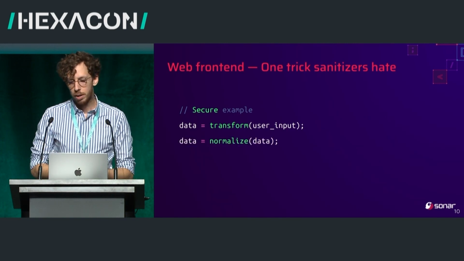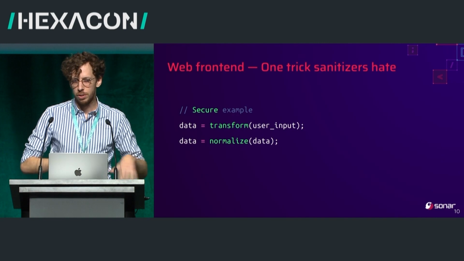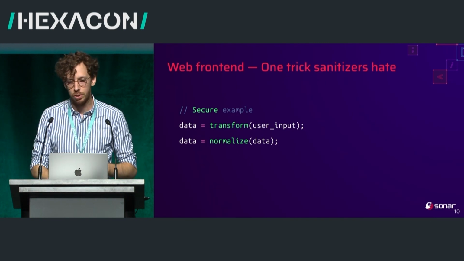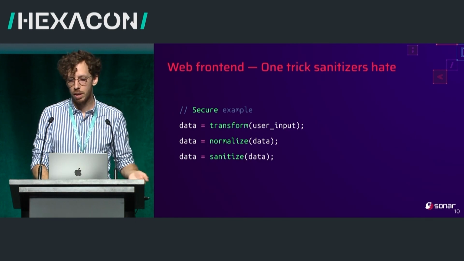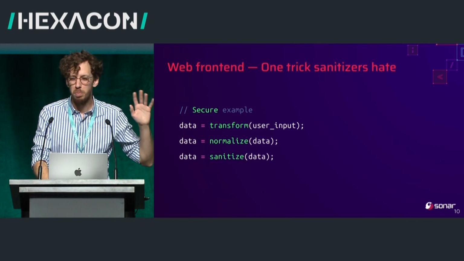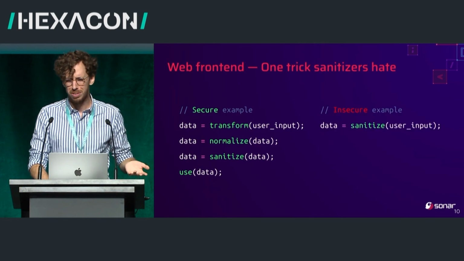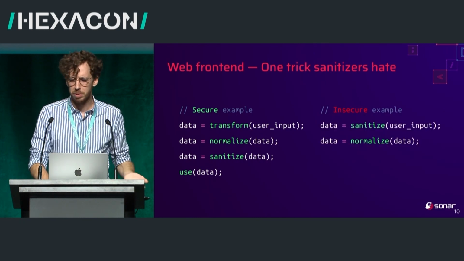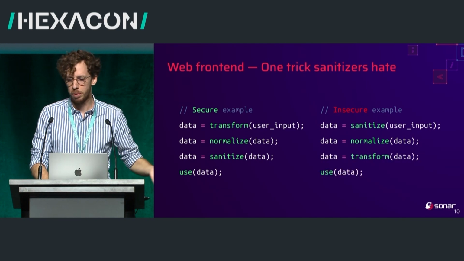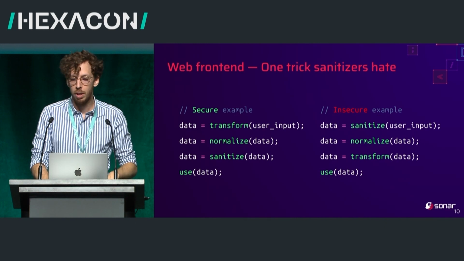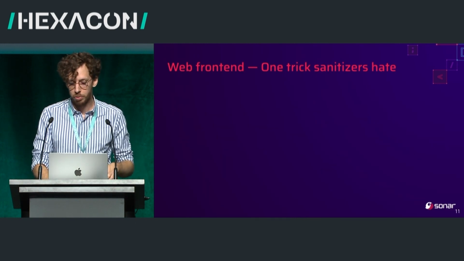Then I may want to normalize it because maybe I broke something in this process. So I want to do some sanity checks, make sure that all the links point to a valid destination. And then I sanitize my data, I remove everything that could be dangerous, and then I use it. And in some insecure example, I would rather sanitize everything and maybe normalize my data and maybe transform my data and finally use my data. And in these two last steps, normalization and transformation, we may break all the sanitization that happened before.